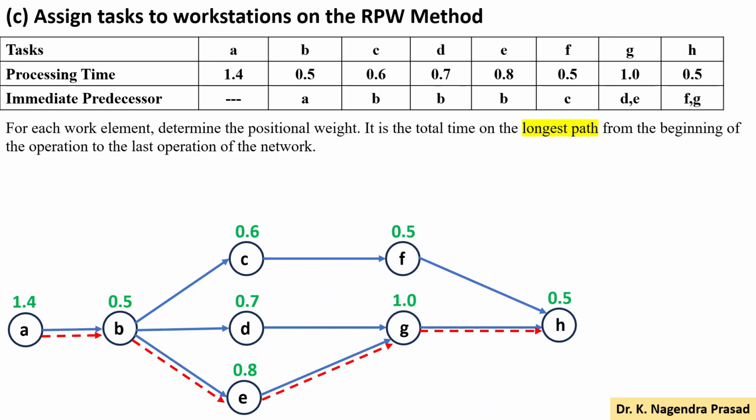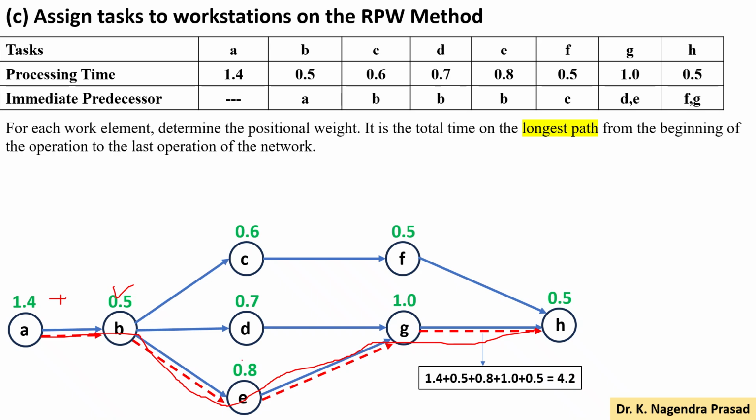So this is one of the paths, that is A, B, E, G and H. In this path, the positional weight is 1.4 plus 0.5 plus 0.8 plus 1 plus 0.5, which is equal to 4.2. Similarly, there is another path also, that is A, B, D, G, H.